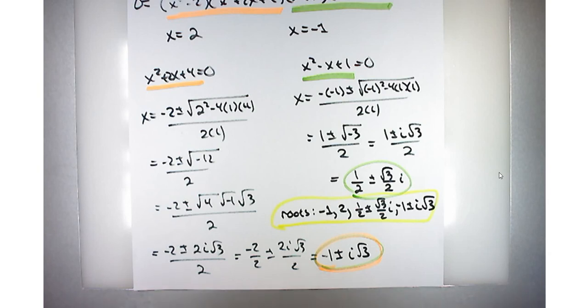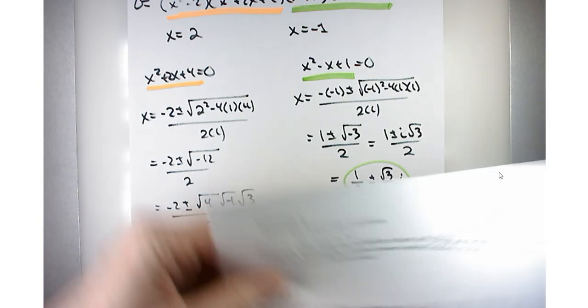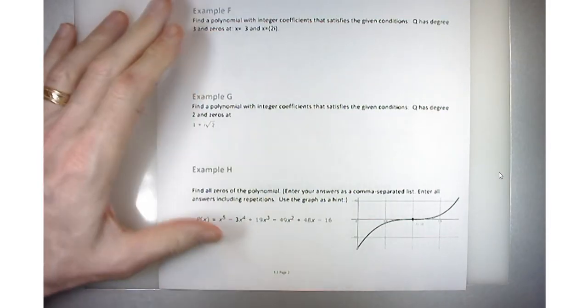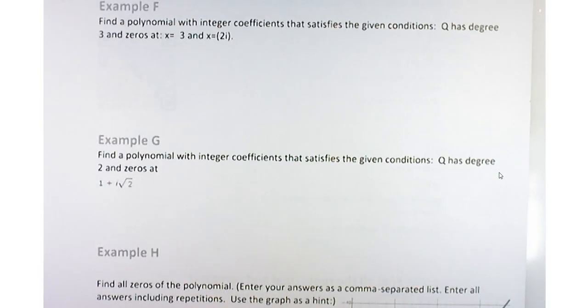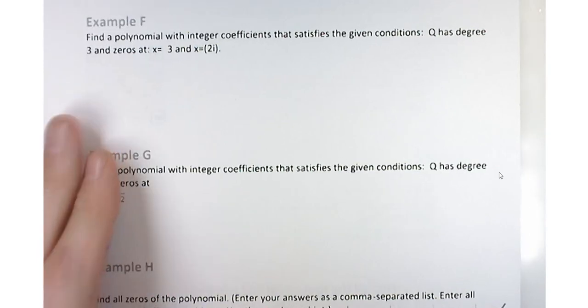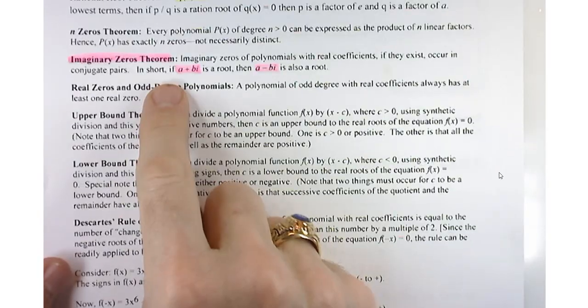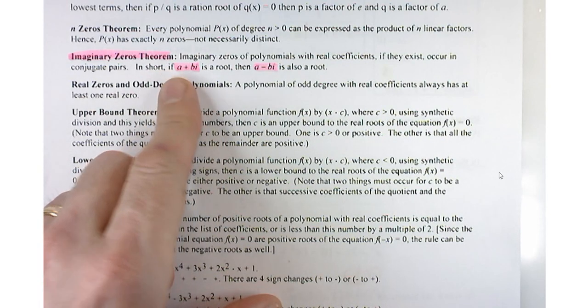All right, there's a couple other little problems that we've got to knock out while we're here. Let's take a look at example F, and then maybe example G. So for example F, what you might have noticed in working with our polynomials is that we always end up with certain pairs of complex solutions. And that goes back to your root finder's toolbox. You have what's called the imaginary zeros theorem.